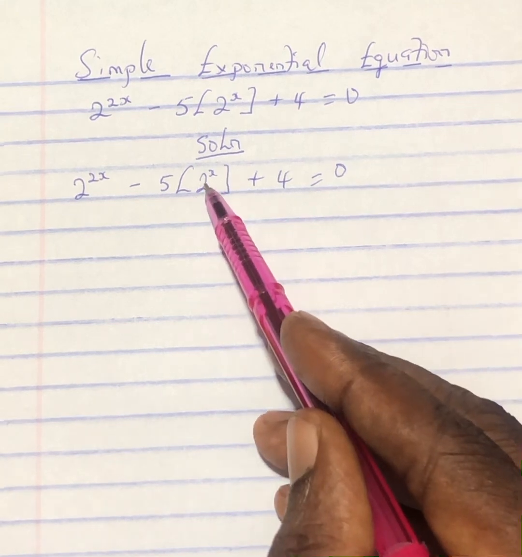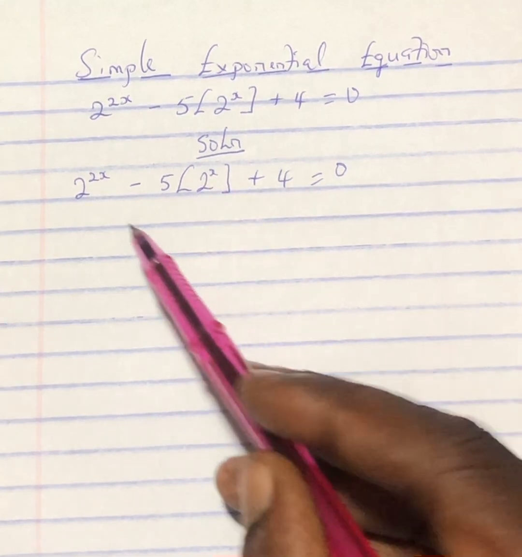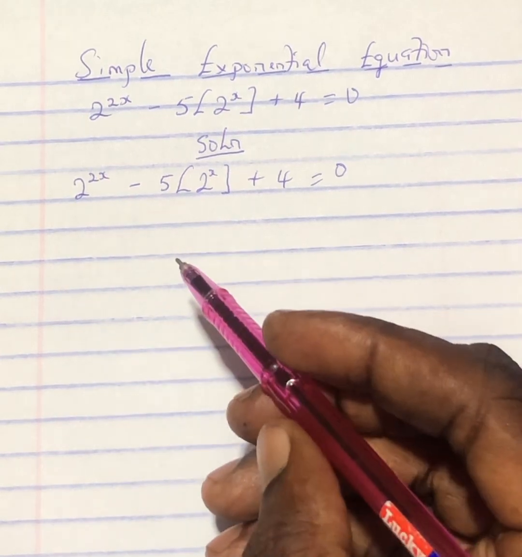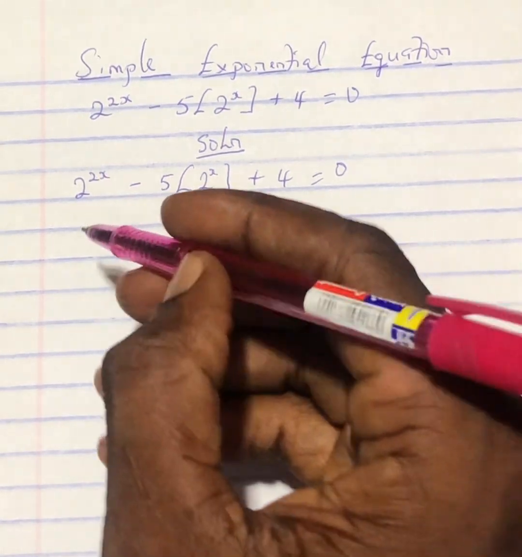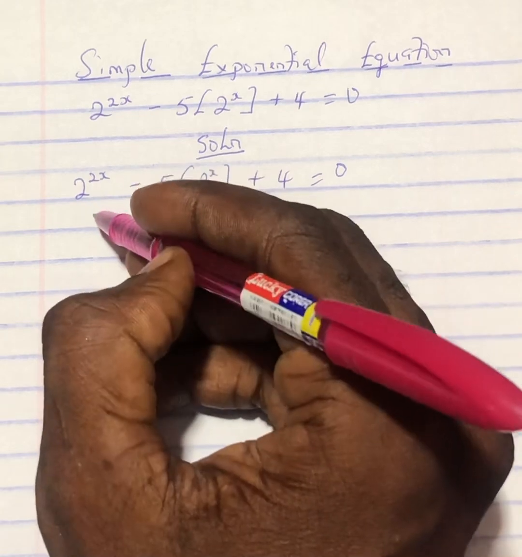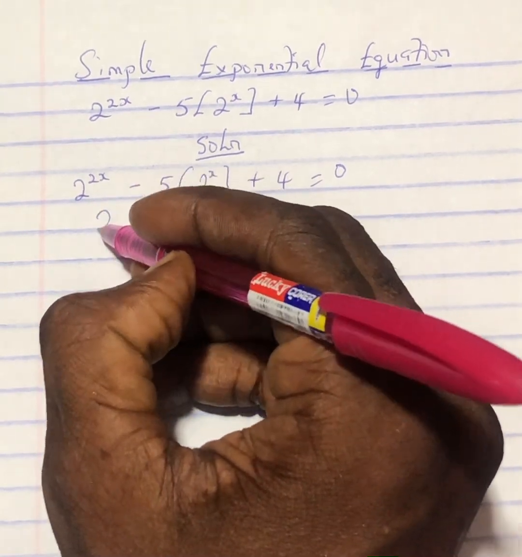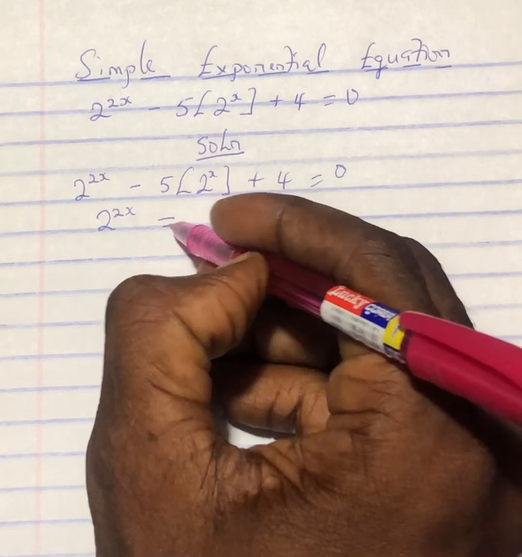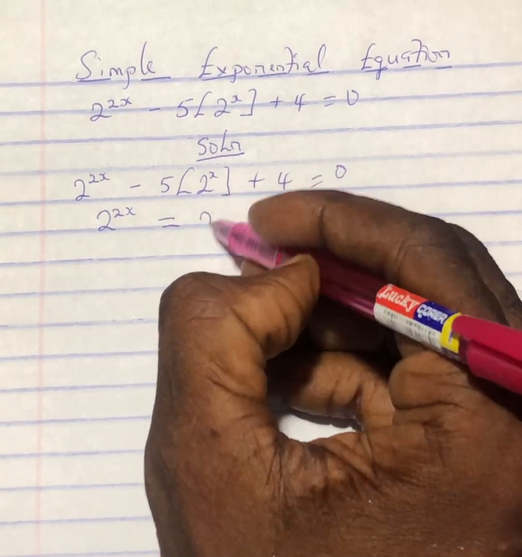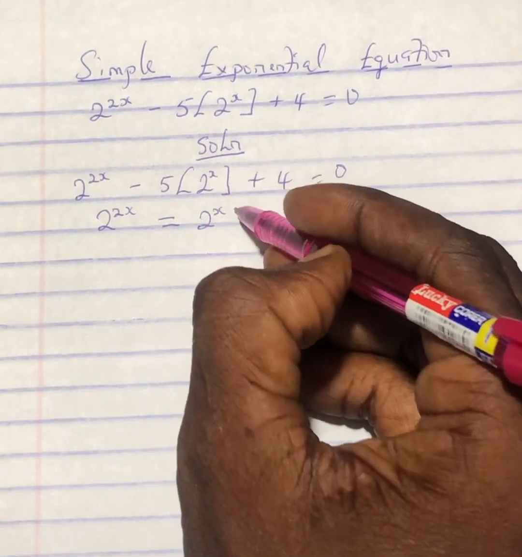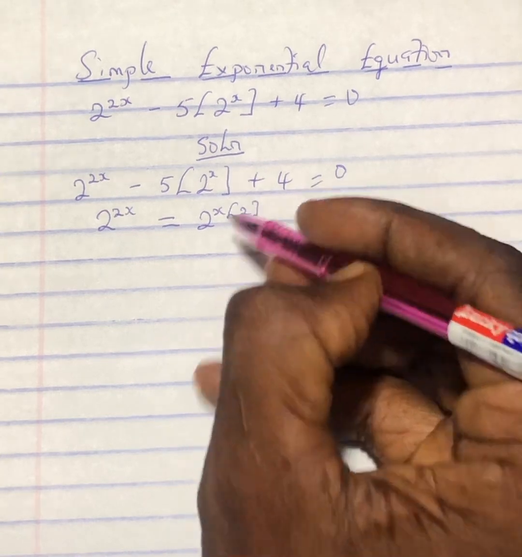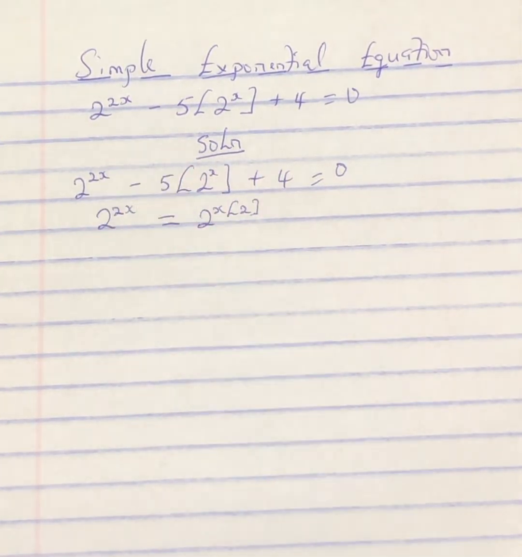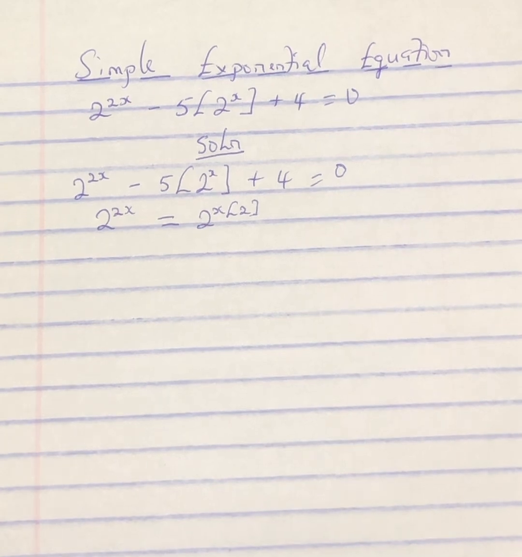Now, to continue with this, we have to recall something here. We have 2 raised to power x here, but we have 2 raised to power 2x. In this kind of situation, we are not wrong if we rewrite 2 raised to power 2x as 2 raised to power x in bracket squared. If you multiply this, we get the same value back.